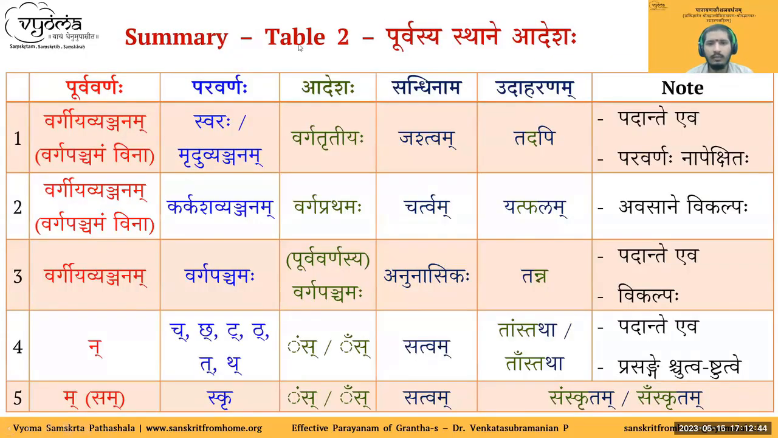Now, coming to the second table. Yatra Purvasya Sthane, nama, Purva Varnasya Sthane, Adesha Bhavati. In this, the first sandhi is Jashtva. In Jashtva Sandhi, the Puravarna should be a Vargiya Vyanjana except the fifth letters. The Paravarna should be a Swara or Vridha Vyanjana. Then we get the Adesha Varga Tritiya, that is the third letter of Vargiya Vyanjanas: J, B, G, D, D. The udaharanam is Tad Api.